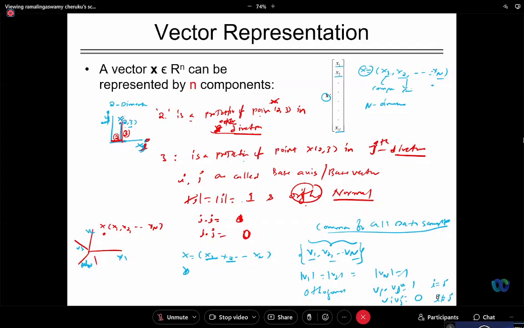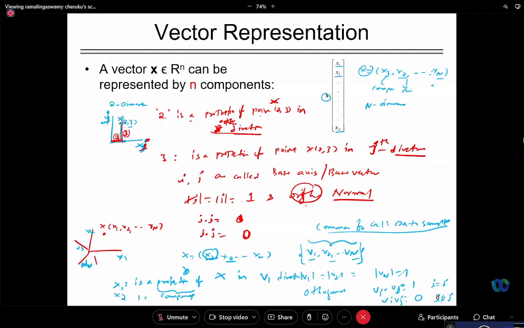So if that is the case, now I am generalizing. What is this basis vector v1, v2? Then what could be x1? How can I interpret x1? x1 is the projection component of x in the v1 direction. Similarly, x2 is the projection component of x in the v2 direction.